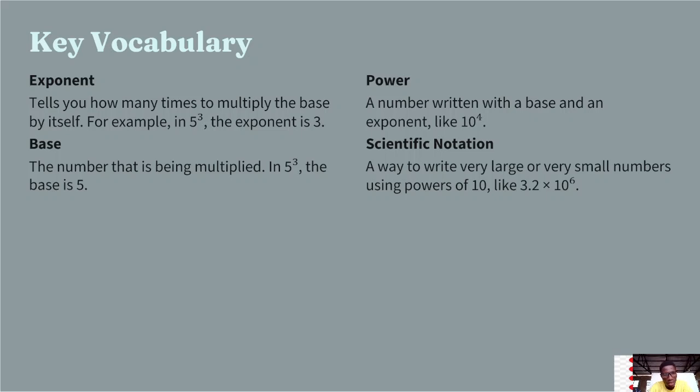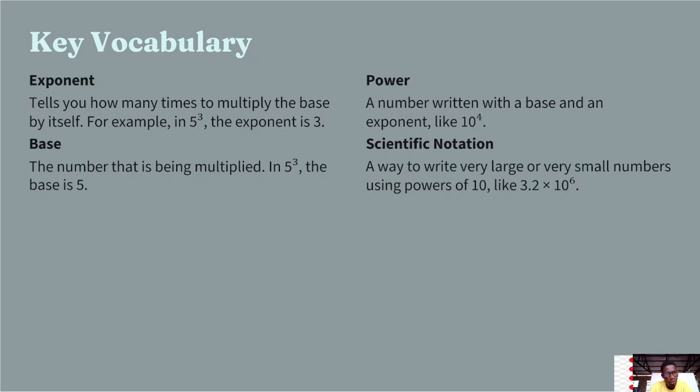All right. So the next keyword is the base. The base is the number that is being multiplied repeatedly. So in the case of 5 exponent 3, the base is 5. So 5 is the number that is being multiplied repeatedly, according to the exponent it carries. So as seen in 5 exponent 3, it means the base 5 will multiply itself 3 times. This is the number you are stacking or multiplying repeatedly.